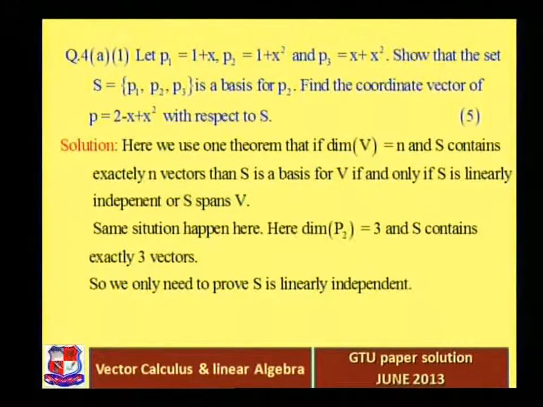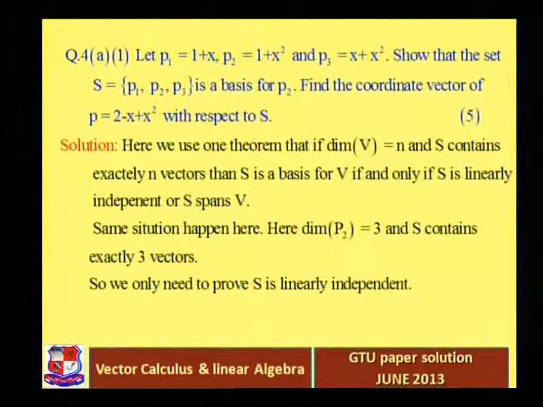Now what is the theorem? Try to understand. If dimension of V is equal to n and S contains exactly n vectors, then S is a basis for V if and only if S is linearly independent or S spans V. That means we don't need to prove both conditions, only one. By proving that one condition, the other is automatically satisfied, and we can say that the set is a basis for the vector space V. So that's why we use this important theorem.